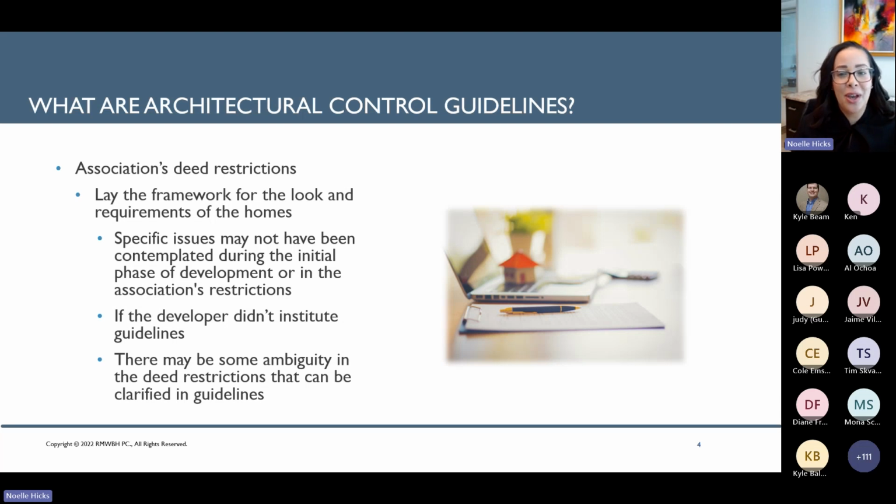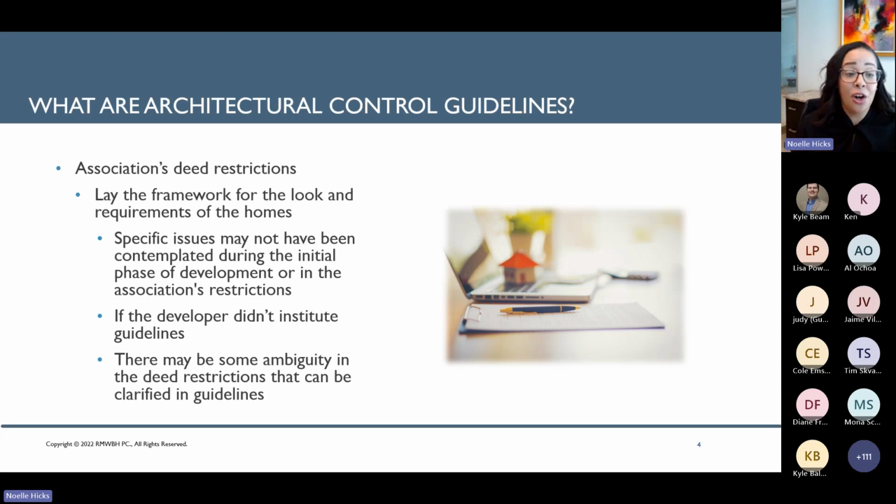And then sometimes we also have those older developments that I'm talking about. They might have some guidelines in place, but they are dated. They only relate to things that were going on during that time period. A lot of times, too, if we look at our restrictions, there are some things that may not even have been contemplated during the initial phase of development. And so, again, there's that need to maybe update the restrictions or find some way to address new things that come up in current or recent times.